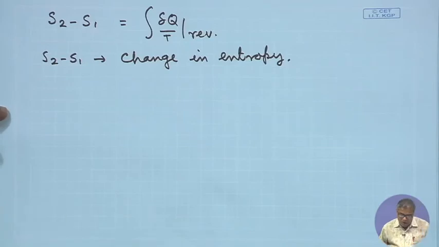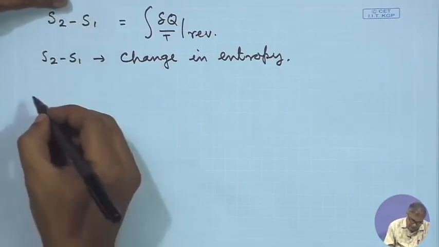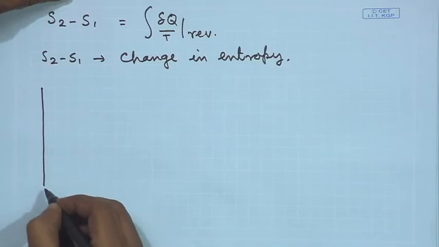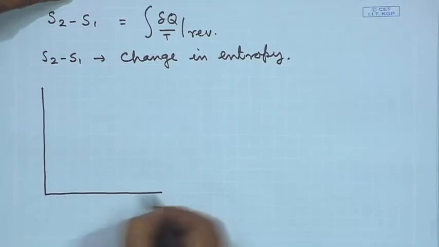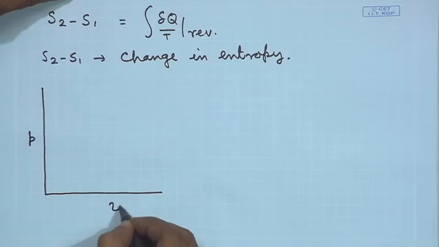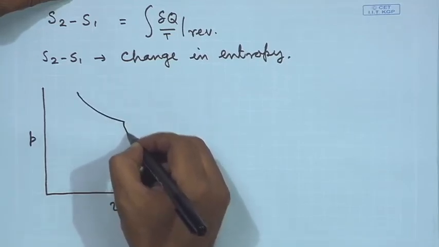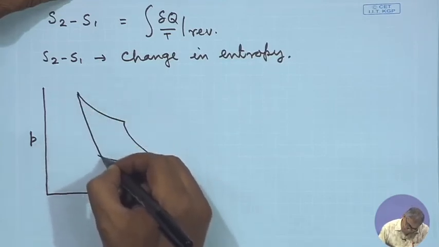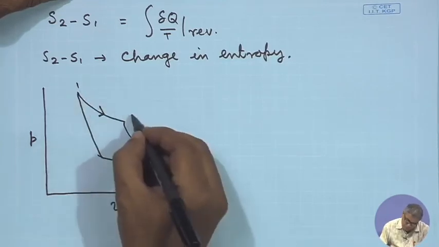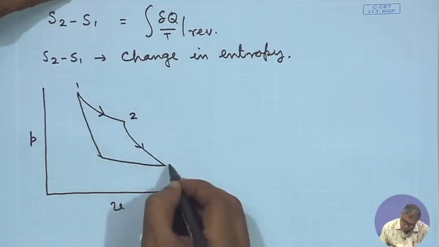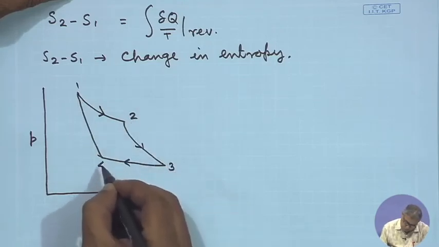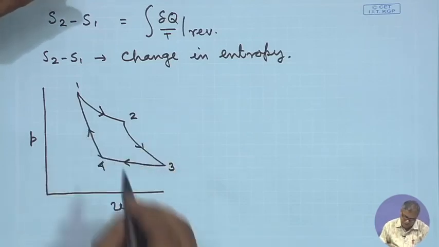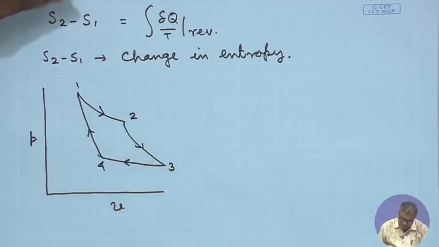So, entropy is a thermodynamic property and it can be very conveniently used as a thermodynamic coordinate. See, I have already drawn the Carnot cycle on the PV plane. So, this is how I have drawn the Carnot cycle. One, two, 3, 4. So, 4 processes and this is the Carnot heat engine cycle.